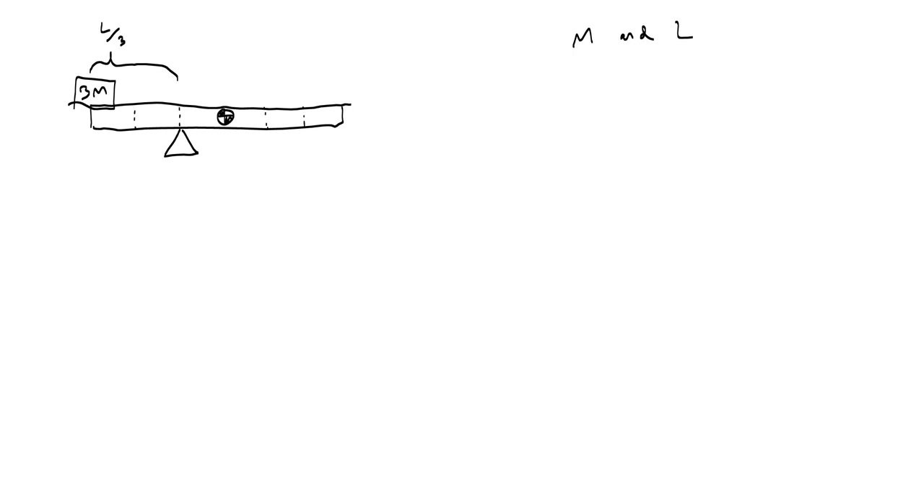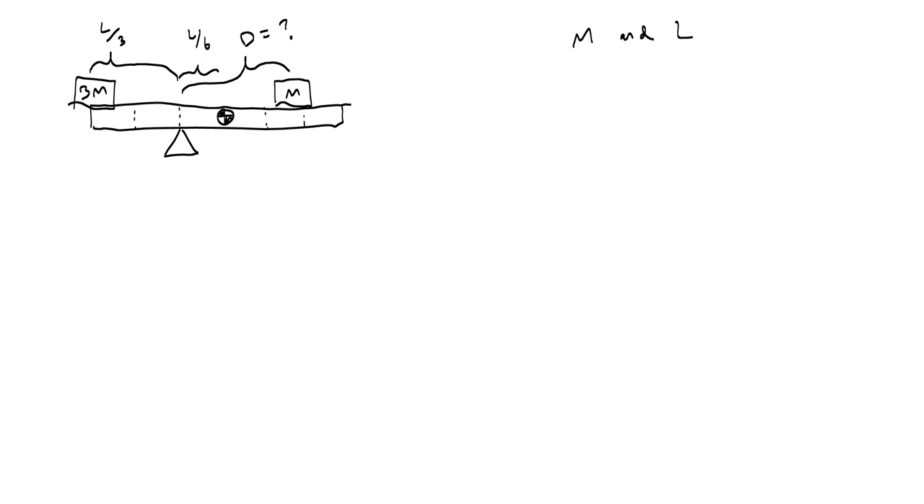Now, the center of mass is going to be 1/6, or L over 6, away. And what we're going to try and do is figure out where we should put a box of mass m, a distance of d, we'll write it like that, away from the fulcrum, or the point of rotation. Where should we put that box?